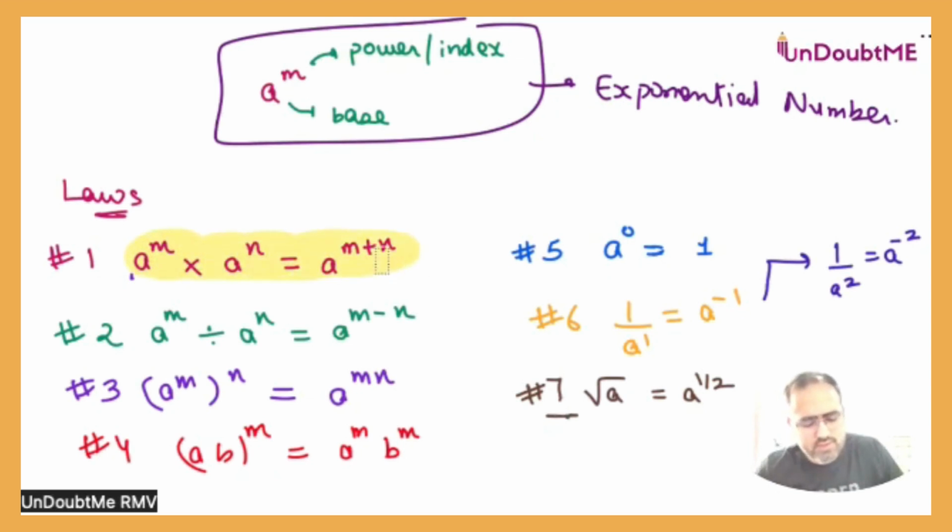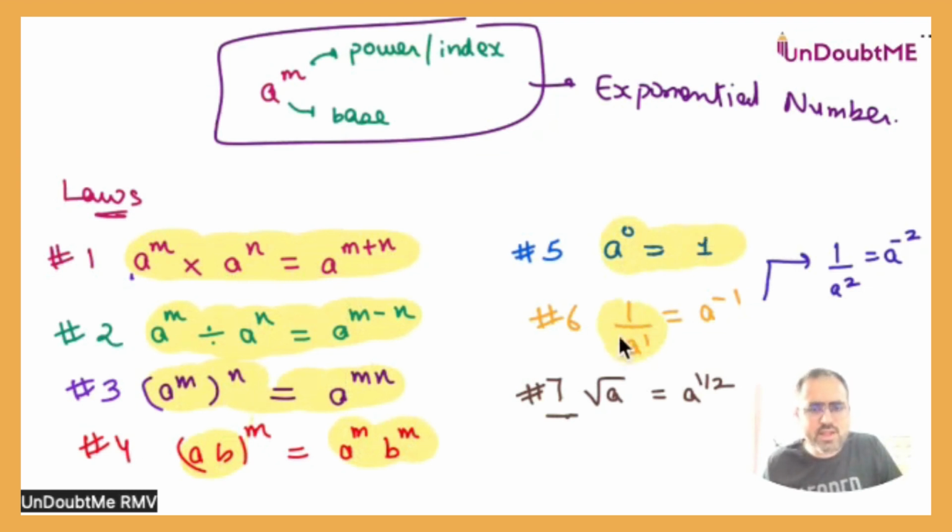First one is this: when we have multiplication, we add. When it is division, we subtract. Then when power is raised to power, we multiply the powers. When we have something to the whole power of m, then we take individual powers. Then if a raised to the power 0 is there, it will be 1.